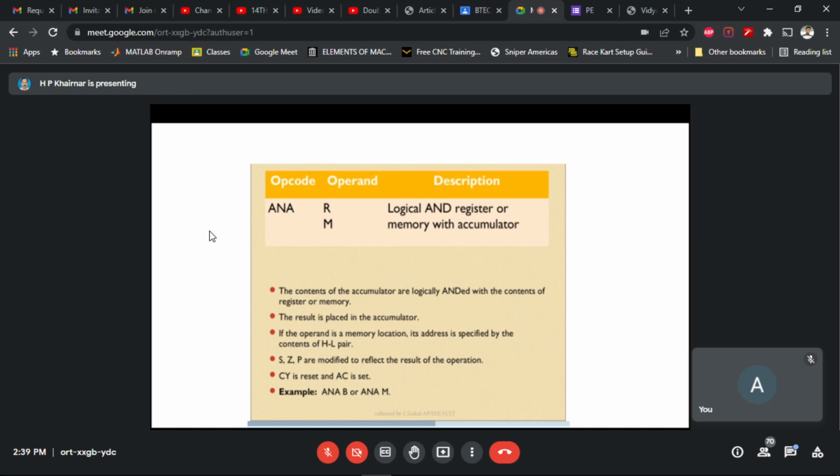This ANA instruction is for carrying out an AND operation. ANA means the contents of the accumulator are logically ANDed with the contents of a register or memory. What does it mean? It means ANA B or ANA M. It means we are ANDing the accumulator content with register B. Can anybody explain what is meant by ANDing it with the register content or accumulator content? What actually are we expecting here?